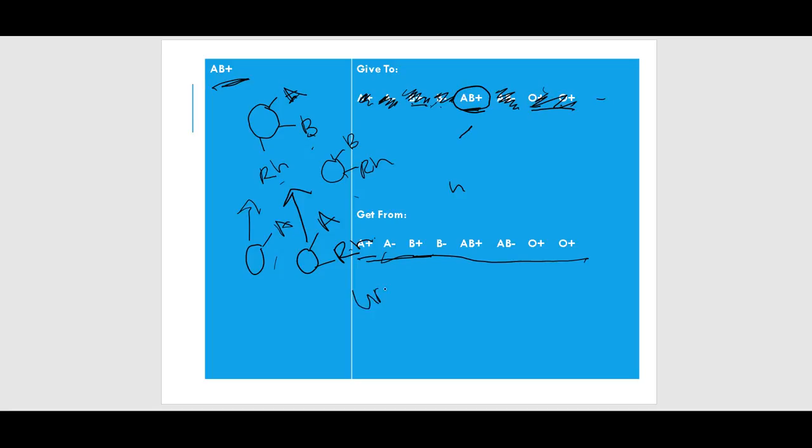Because of that, we call AB positive blood the universal recipient. They can receive blood from anyone. So O negative is the universal donor. They can give to anyone. AB positive is the universal recipient. They can receive from anyone.